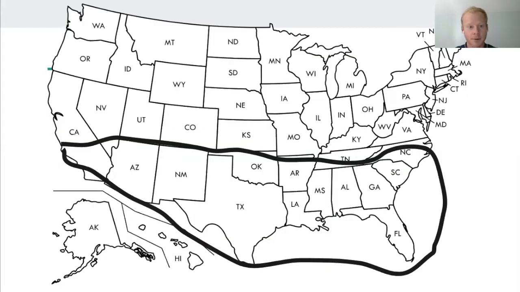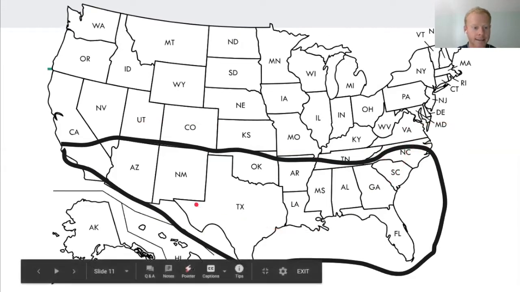This is a map with a very crudely drawn circle that I tried to do of what comprises most of the Sun Belt. Sometimes you'll see the Sun Belt extending up through Southern Virginia as well. So notice these are all very, very hot areas, especially in the summertime.